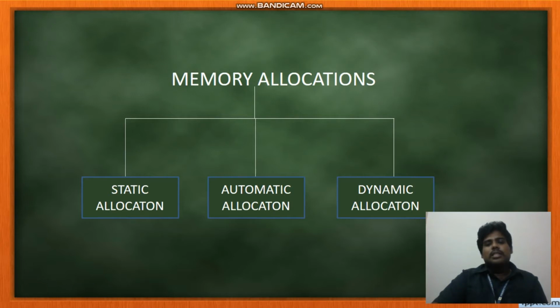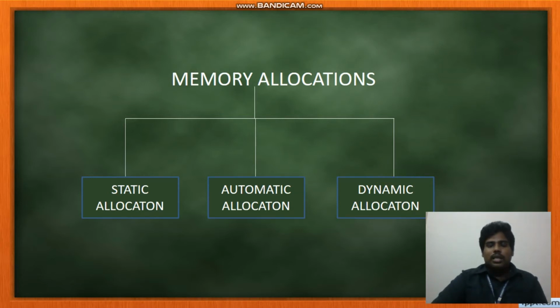There are three different memory allocations which are present in the C program. One is static memory allocation, the second one is automatic memory allocation, and the third one is dynamic memory allocation. These are the three types of memory allocations.